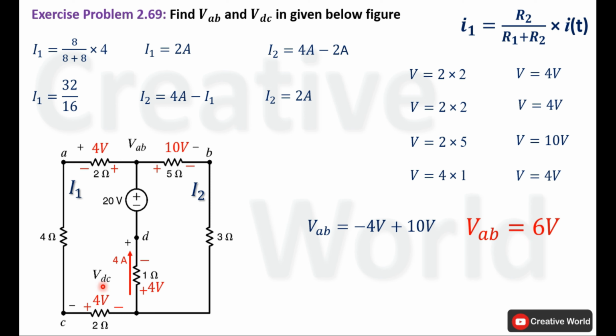Now the value of VDC will be equal to minus 4 volt and minus 4 volt. In this case, the direction of current is assumed to be clockwise. So the sum of minus 4 and minus 4 will become minus 8 volt. So the value of VAB inside this network is 6 volt and VDC is minus 8 volt. So this was exercise problem number 2.69.